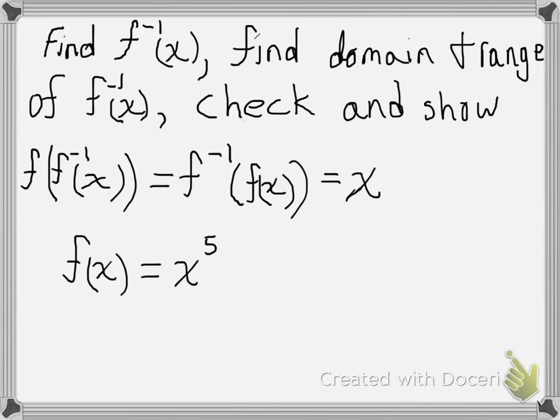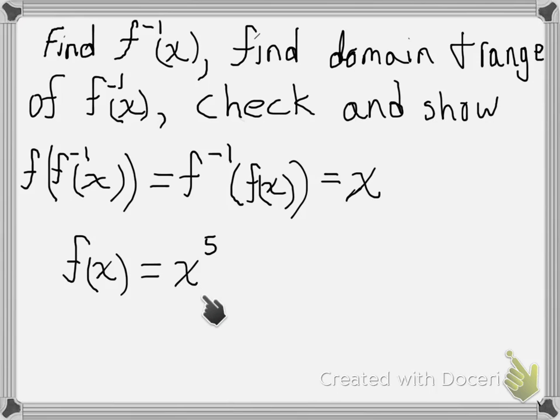Now the second part is find the domain and range. How do we do that? There's a really easy trick to it. If you want to find the domain and range of the inverse, all you have to do is find the domain and range of the original function, and then basically take the opposite. Your domain of the original function will be your range of your inverse, and your range of your original function will be your domain of your inverse.